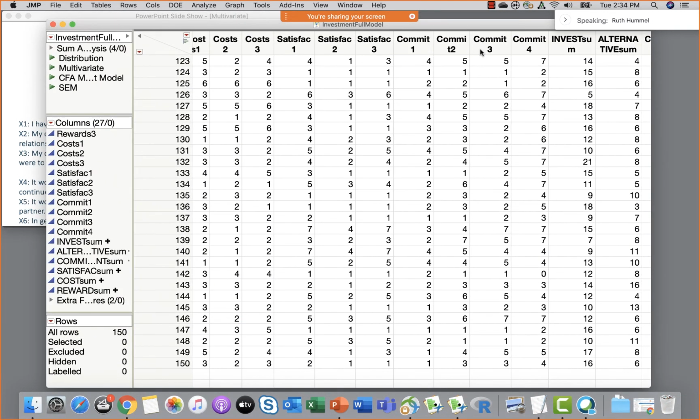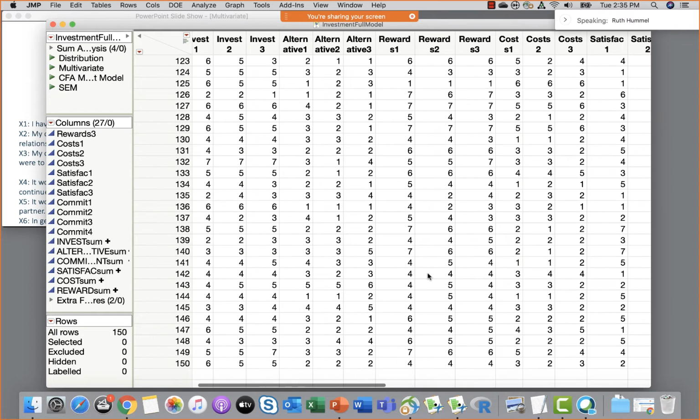This data set will be posted with this recording on our webinars location on the web, jump.com/webinar. This will be listed there along with this recording. And this data set is made up data. I used theory and built a data set that matches what should happen in the theory, but this is not real data. There are 150 observations, so 150 hypothetical people answering this survey.